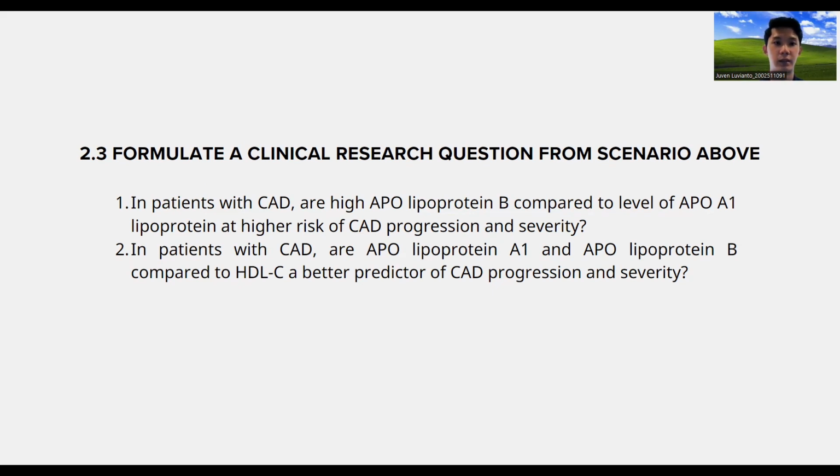There are two clinical research questions from our discussion. The first one is, in patients with CAD, are high apolipoprotein B compared to level of ApoA1 at higher risk of CAD progression and severity? And the next one, in patients with CAD, are apolipoprotein A1 and apolipoprotein B compared to HDLC a better predictor of CAD progression and severity?